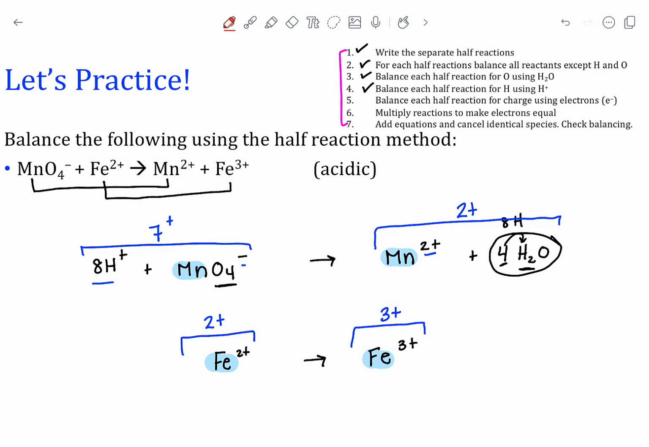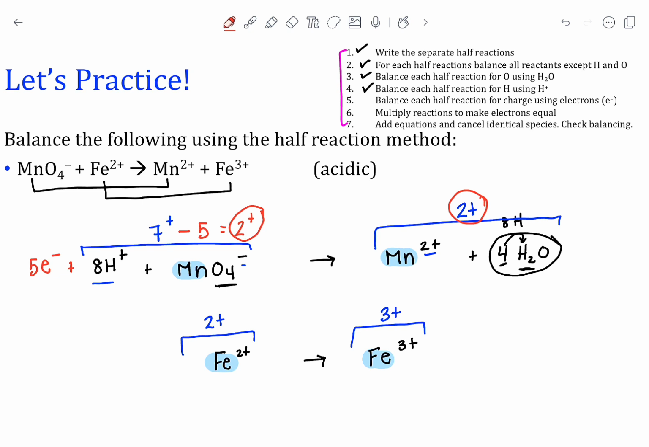We need to add electrons to our reactant side for this first reaction, because if I add 5 electrons, I'm essentially taking 7 plus and subtracting off 5, which gives me a charge of 2 plus, and 2 plus equals 2 plus. You cannot add electrons on either side of the reaction. It doesn't work like that. They can either go on one side or the other. Okay, so only add enough electrons so that your charges are balanced.